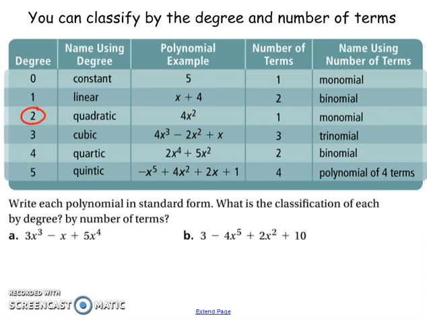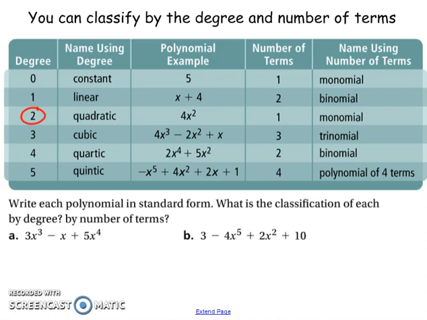Okay, 4x squared is our example, and that's only one term. So we would call this a quadratic monomial. A degree of 3 is called a cubic, and when there's 3 terms, it's called a trinomial, because 3 is tri. The degree of 4 is a quartic, and a degree of 5 is a quintic. Anything higher than a degree of 5, we would just say it's that many degree. So for instance, if I had a 6th degree, I would just say it's a 6th degree, whatever it is.